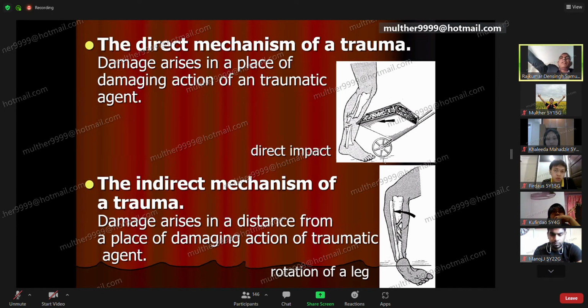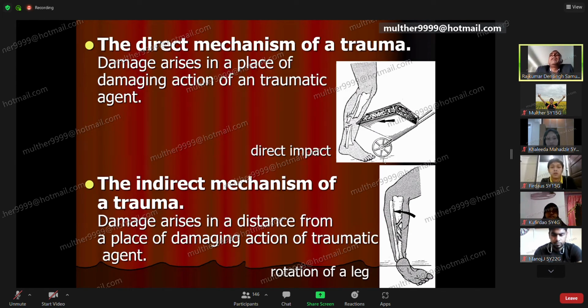Or maybe you fall. Somebody pushed you, or you fall from a height, and what happened? You are landing with your hands extended. So your extended hand, yeah, so your palm lies on the ground. Force is being transferred, and you have dislocation of shoulder joint. Yeah, this can be an indirect mechanism.